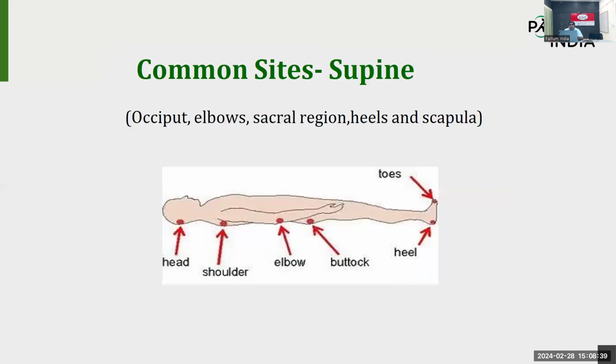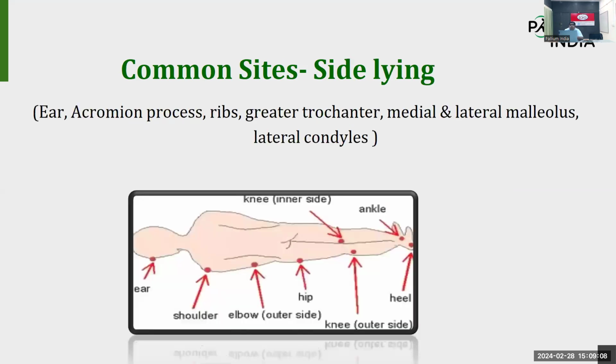The common sites of pressure ulcers in the supine position: first is the occiput, elbows, sacral region, which means buttocks, and then the heel and toes. The heel is in contact with the foot end of the bed and the toes also contact the foot end. So that's why the chance of getting a pressure ulcer is higher in the supine position.